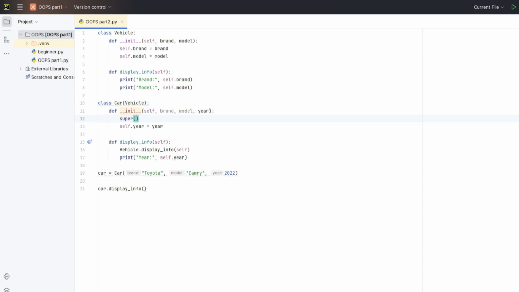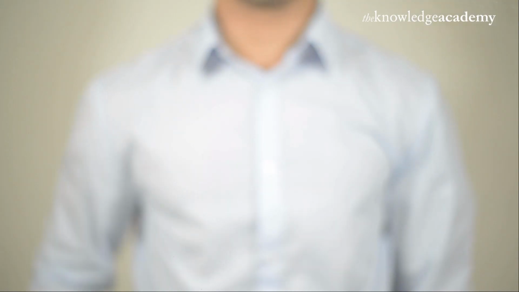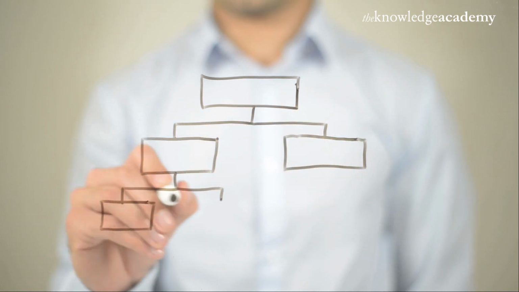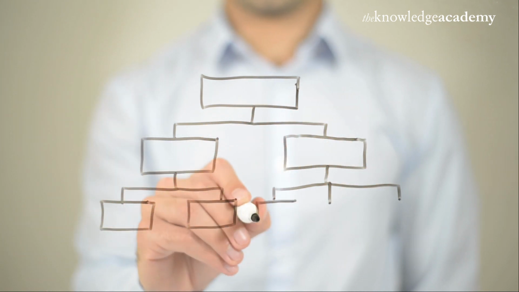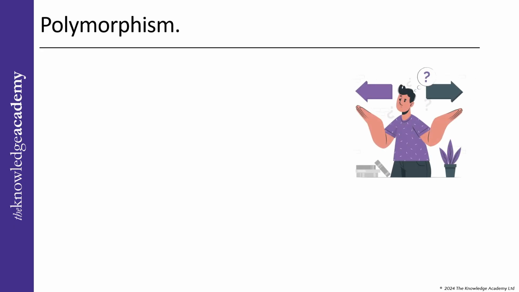It allows us to call the initializer method of the parent class, ensuring that the initialization logic from the base class is also executed, maintaining consistency and avoiding code duplication. When we call display_info, it prints the brand, model, and year of the car, all thanks to the super keyword ensuring proper initialization from the parent class. By leveraging inheritance, we can create a hierarchy of classes that reflects real-world relationships, making our code more intuitive and easier to maintain. Lastly, let's explore polymorphism.